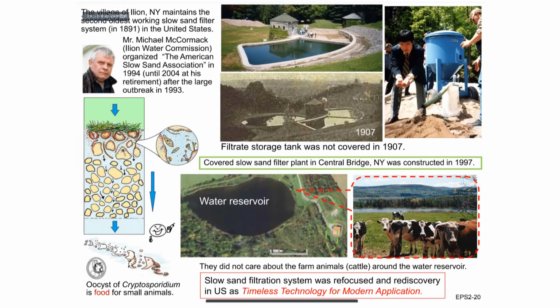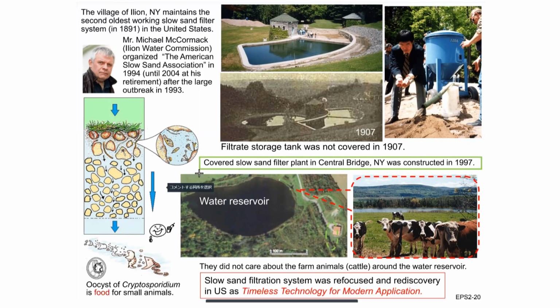And I visited the second oldest slow sand filter plant, in the village of Ilion, New York, which maintains the second oldest working slow sand filter system. It was built in 1891, in the United States. Mike McCollum organized the American Slow Sand Association in 1994. So I attend this American Slow Sand Association every year. This is the slow sand filter in Ilion.